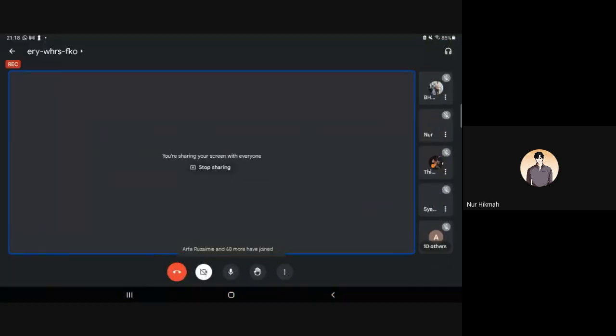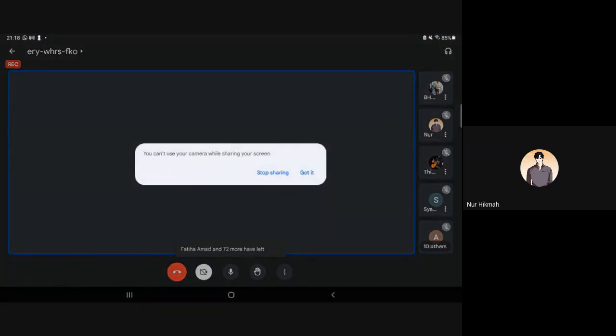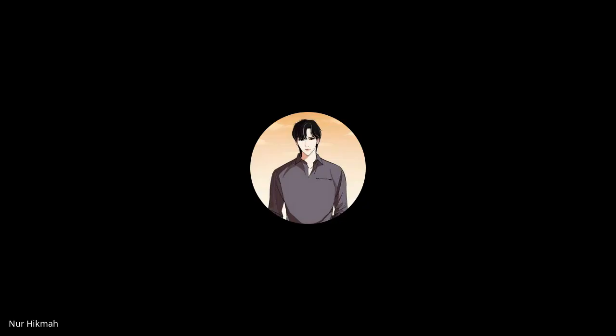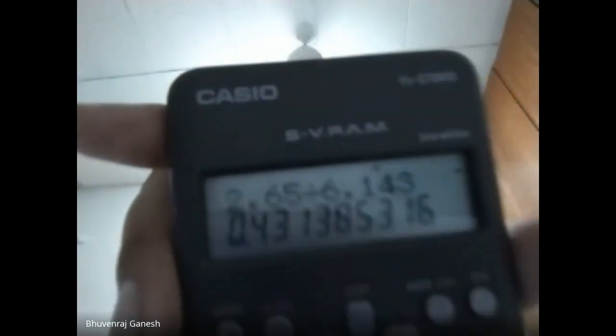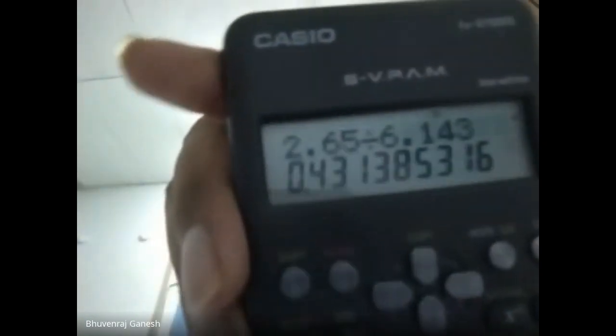Wait dah. Saya kembali kat sini. Oh, kena stop share dulu. Okey. Boleh nampak tak calculator? Boleh, sir. Jelas. Okay, good. So, tadi jawab apa dia? 2.65 per dengan 6.143. Kamu boleh type macam tu. Okay? So, kamu tekan equal. Kamu dapat yang ni kan? Tangent X equal yang ni. Tangent X equals to this value. So, macam mana nak cari X?